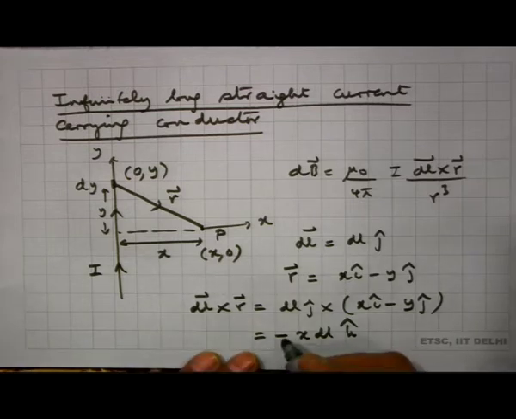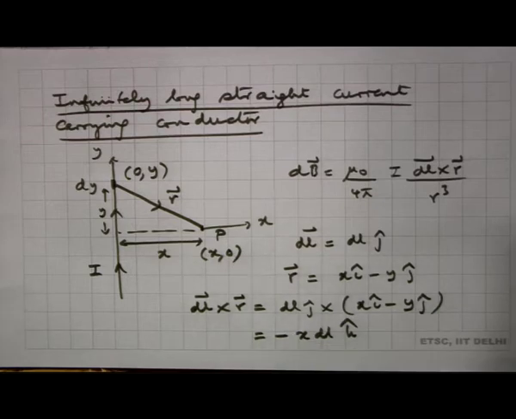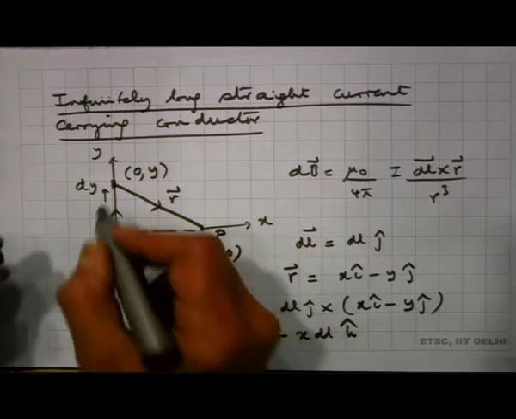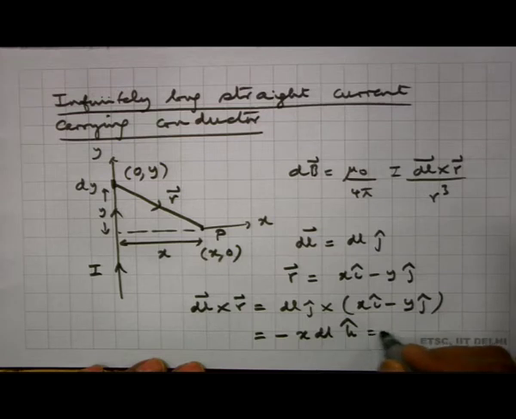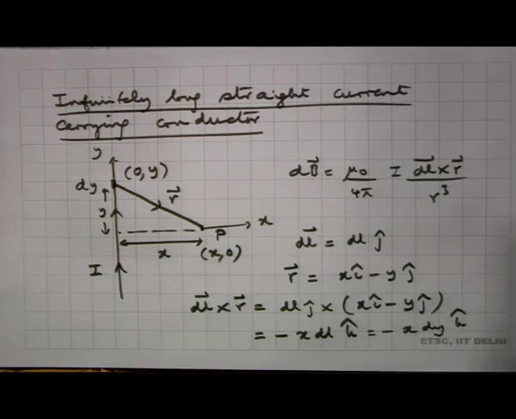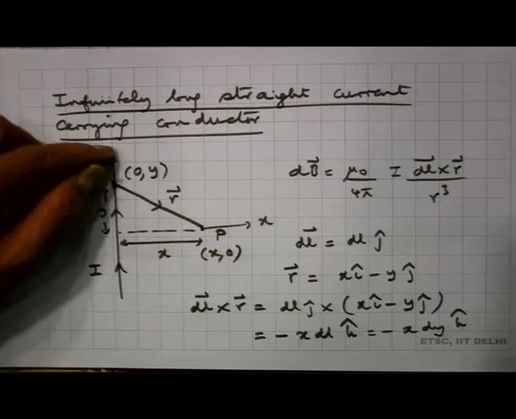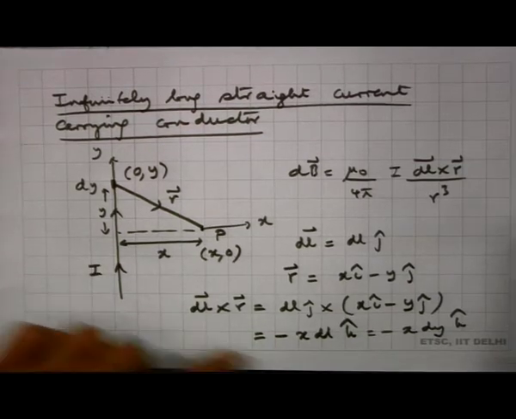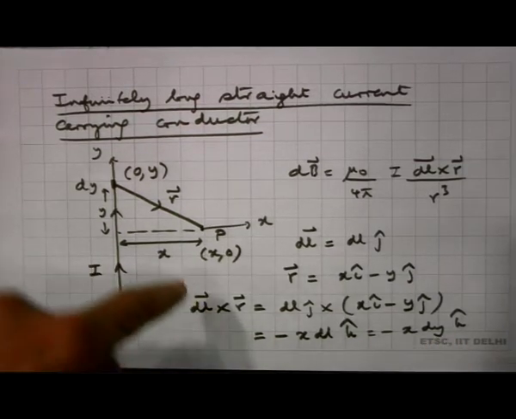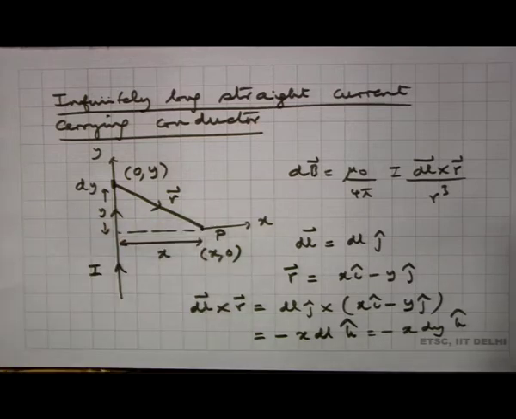So, dl is nothing but small element dy. So, let me write this as minus x dy k cap. So, please note here that every current element, no matter what value of y you take, is producing a magnetic field along the z axis, minus z.